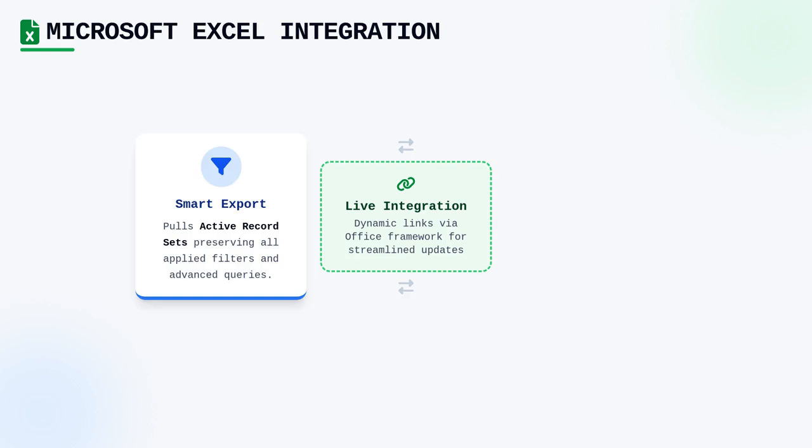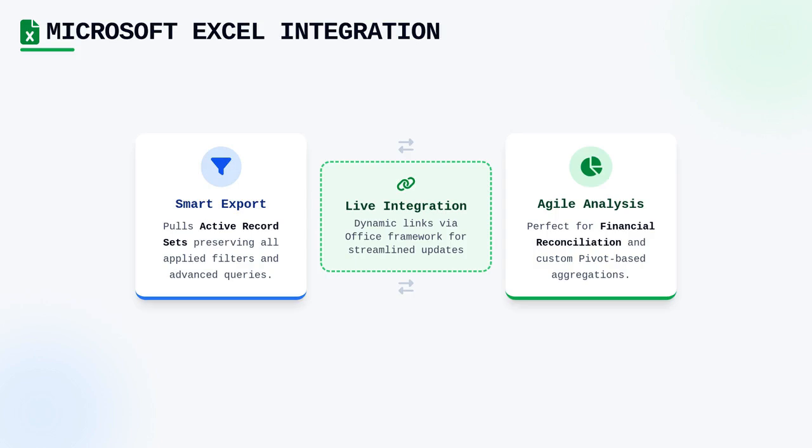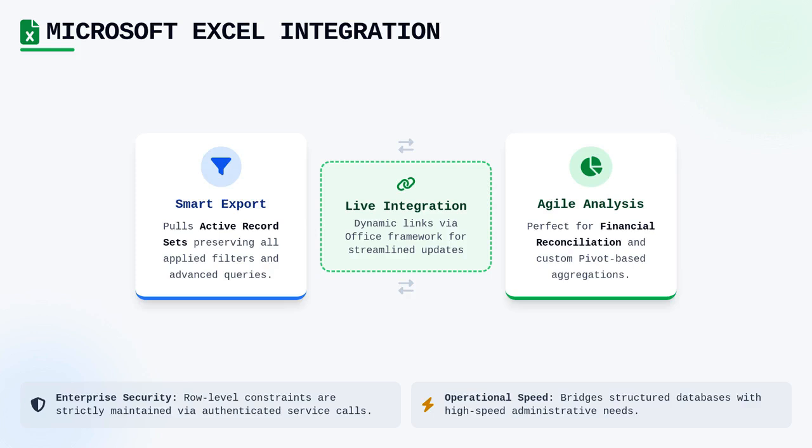When you export these views, you are pulling the active record set, meaning any filters or advanced queries you have applied within the form are preserved in your resulting spreadsheet. This functionality is particularly useful for financial reconciliation tasks or when you need to perform quick pivot-based aggregations that are not explicitly defined in the standard report library. Since these exports are handled through secure, authenticated service calls, the data remains subject to the same row-level security constraints applied within the application itself. It bridges the gap between structured enterprise databases and the flexible, high-speed requirements of day-to-day administrative operations.